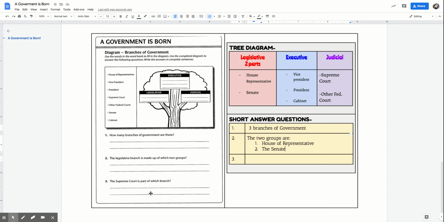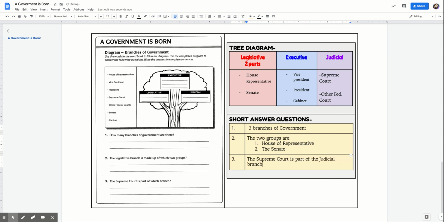Number 3 asks, the Supreme Court is part of which branch? Oh my goodness. Can it be? Did I have the answer up here? Yes, I do. Where is the Supreme Court under? What branch? The judicial branch. So you should type out the Supreme Court is part of the judicial branch.